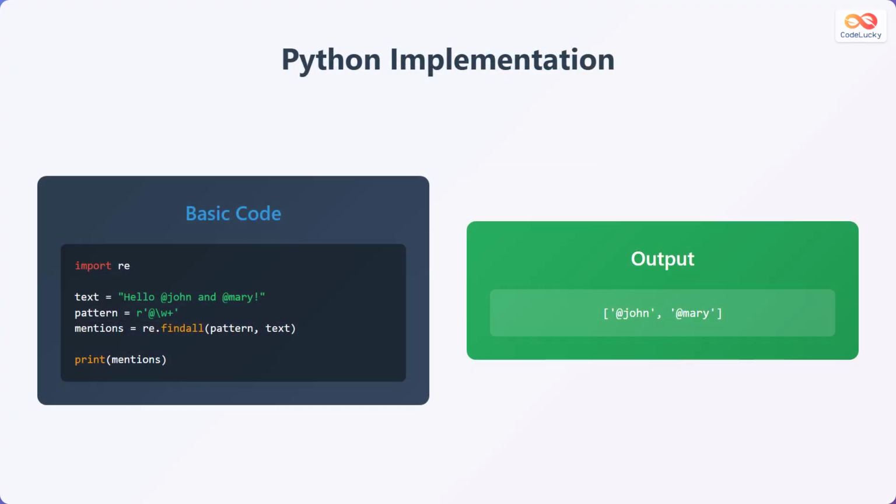Here's how you can implement this in Python. First, import the re module. Define a text string such as "hello @John and @Mary". Next, set your pattern equal to r followed by the string "@\w+". Finally, use the re.findall function to find all occurrences of the pattern in the text. Print the result, which will output a list containing @John and @Mary.